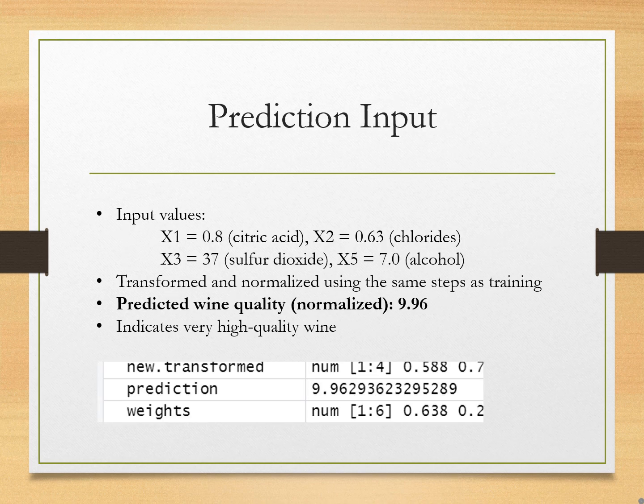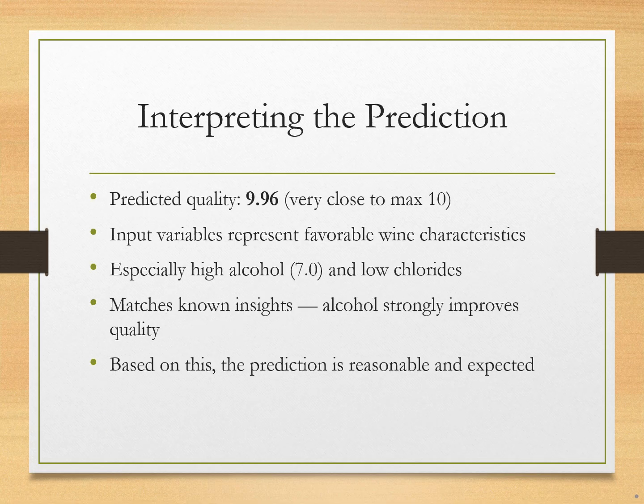For predicting the input, I applied the same transformation and normalization to new wine sample. Using WAM, the model predicted a normalized wine quality of 9.96 as shown in the screenshot, which suggests that the wine would be rated very high in quality.